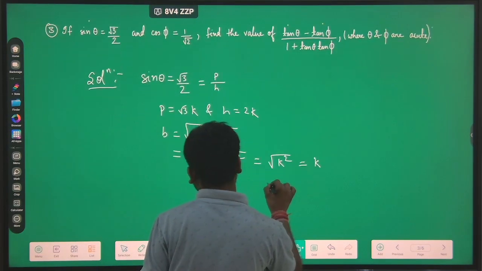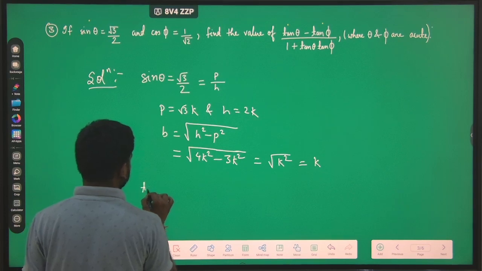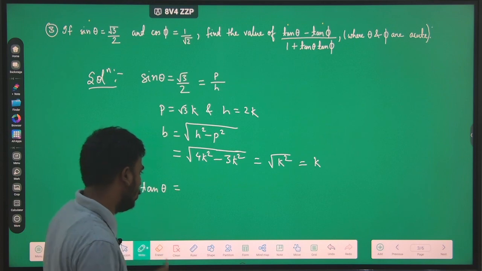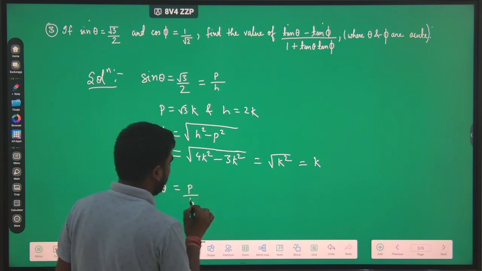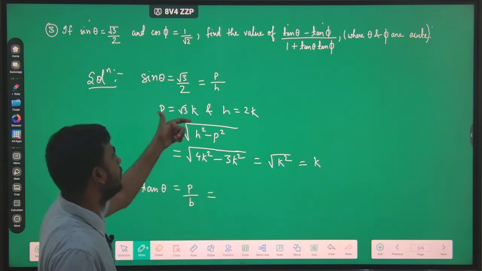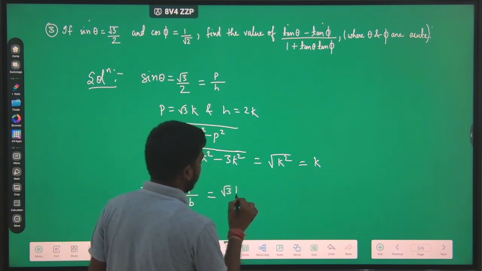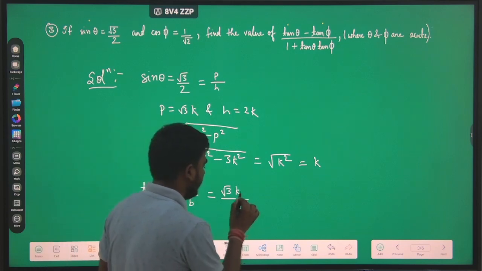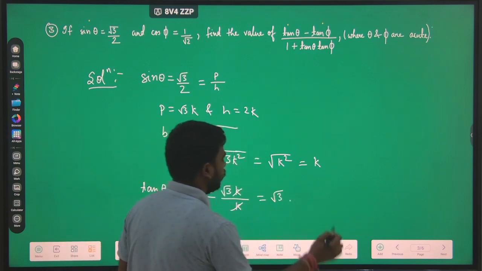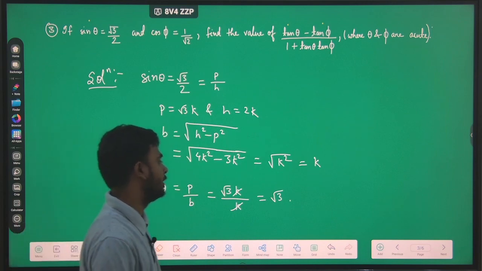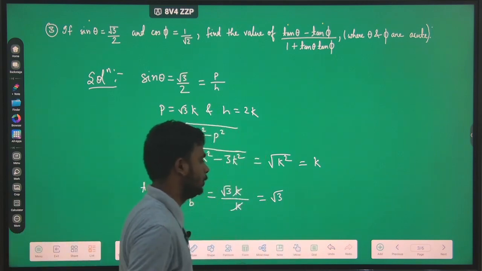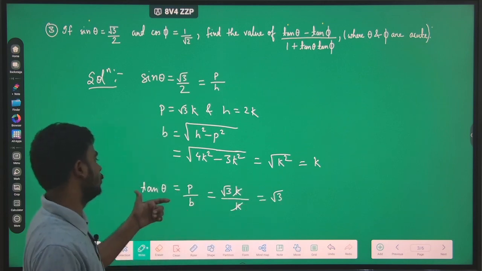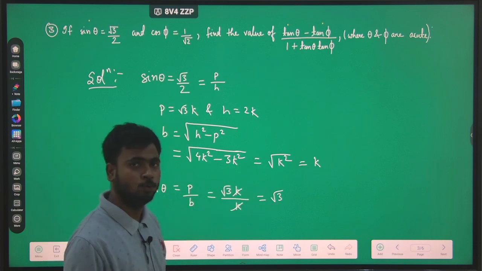Now we are going to find out the value of tangent of angle theta. Tangent of angle theta will be equal to perpendicular upon base. Perpendicular is root 3k and the base is 1k. So we will get the ratio as root 3. Sorry, it will not be units, because unit and unit will be cancelled. So this ratio, tangent of angle theta, will be root 3.